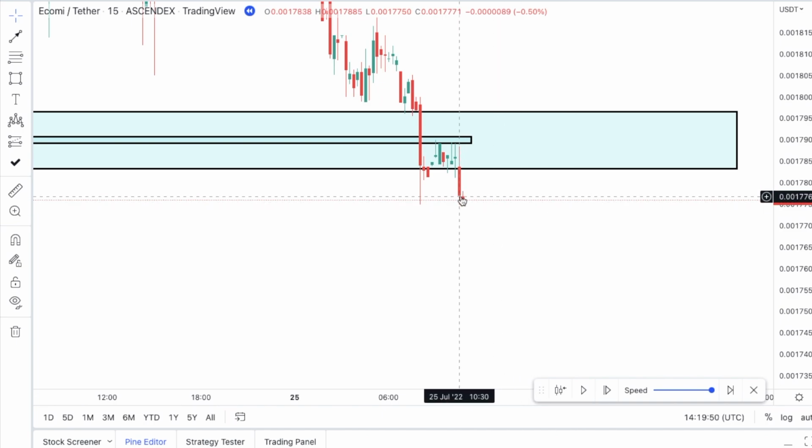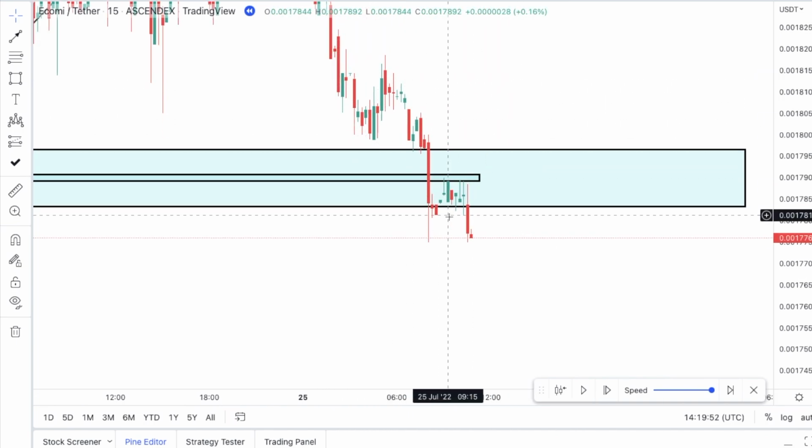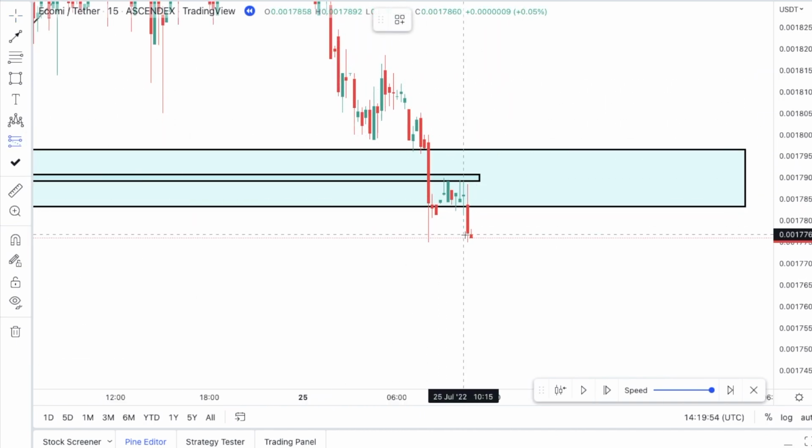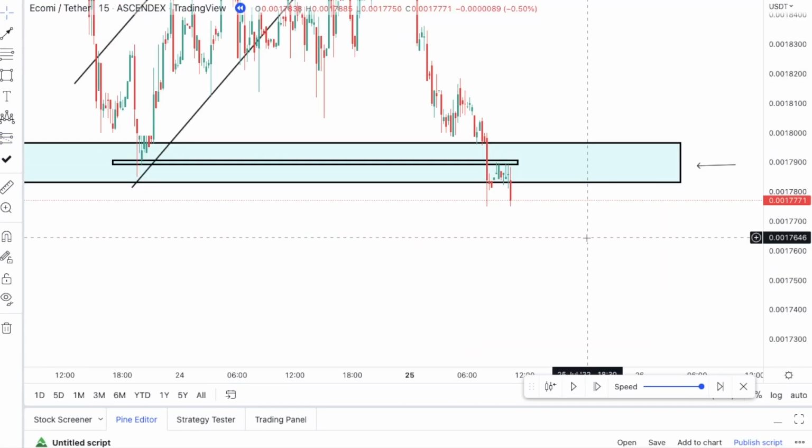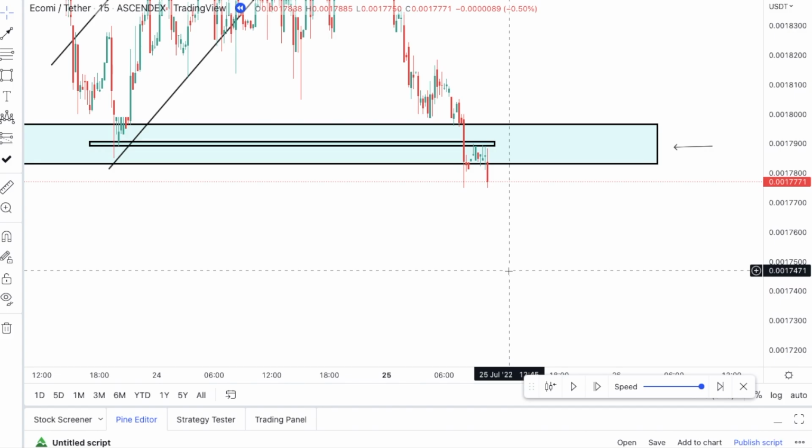We do have a price action that broke to the downside. We do have swings showing us to the downside. This would be an absolute trade. Why? Because it makes sense. We had a lot of formations, a lot of key ideas on why this could go to the downside.